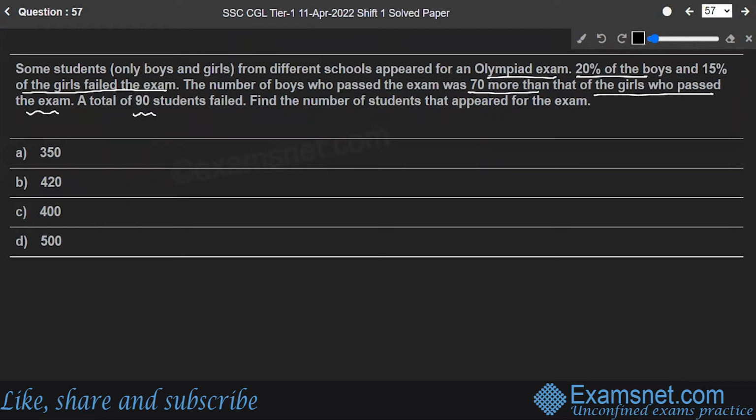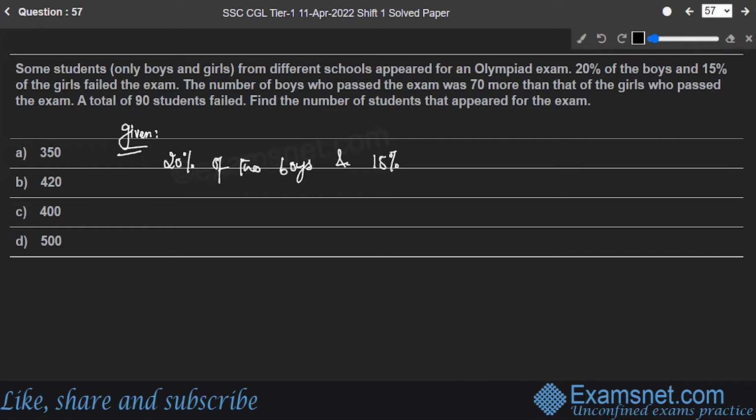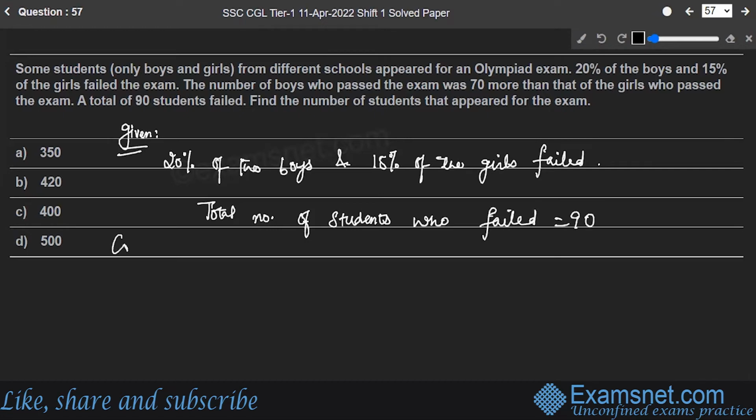Let's see what things are given to us in the question. First of all, let's write them. What you are given in the question: 20% of the boys and 15% of the girls failed in the exam, right? And the total number of students who failed is equal to 90, right? Let's go with the calculation part now.